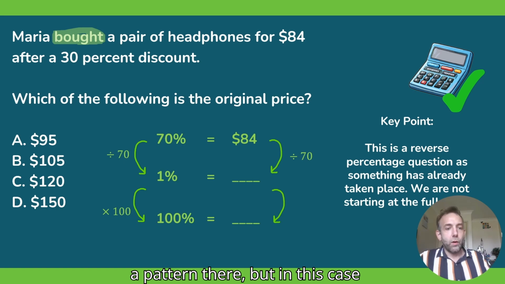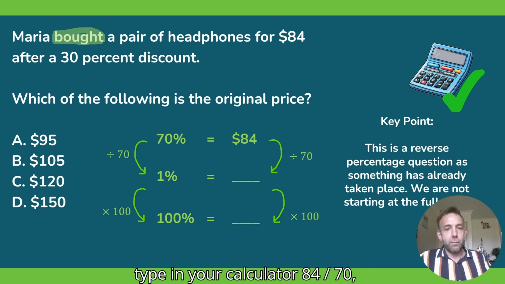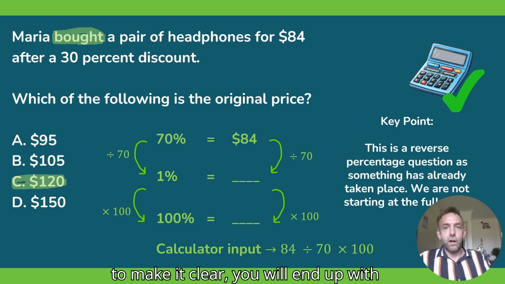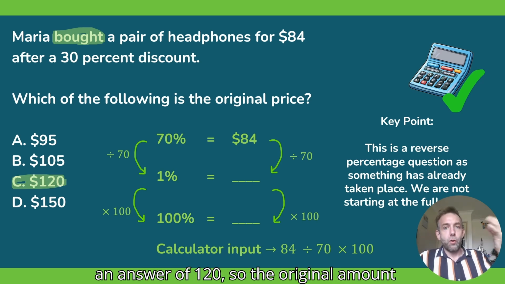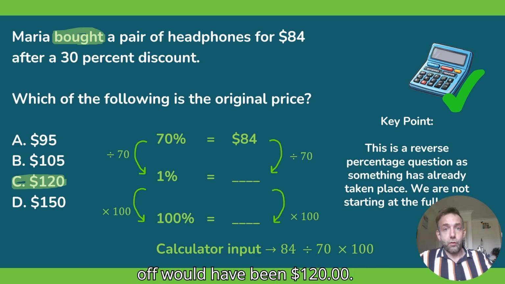But in this case, we want to find 100% when we had $84 representing 70%. So if you type in your calculator 84 divided by 70, then times 100, there you go, there's a calculator input. Just to make it clear, you will end up with an answer of 120. So the original amount before any discount would have been taken off would have been $120.